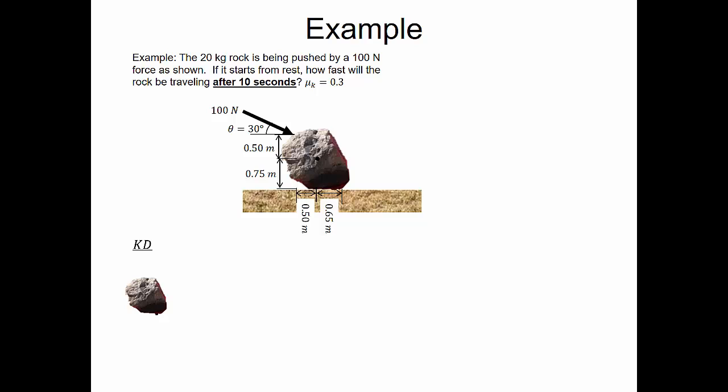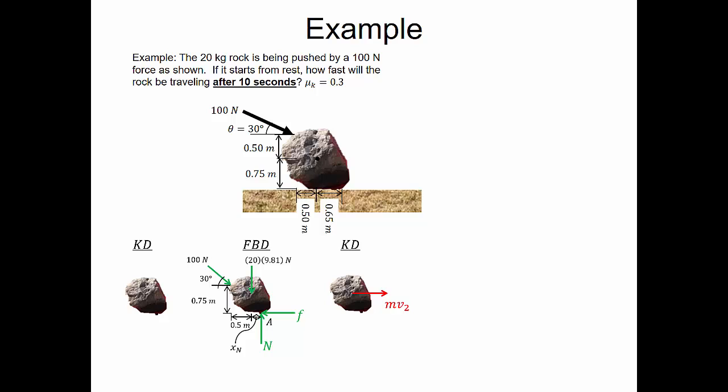So we draw our kinetic diagram, and our initial kinetic diagram is simply the rock. We are starting from rest, so it doesn't have any momentum. Then we draw our free body diagram with the 100 Newton applied force, the weight of the rock, the normal force, and the friction force. And then our final kinetic diagram, assuming that there's no rotation, that it's just going to slide along the ground, is going to have the final momentum, mass times the final velocity. And we know that our initial kinetic diagram plus our free body diagram equals our final kinetic diagram when we're solving impulse and momentum problems.